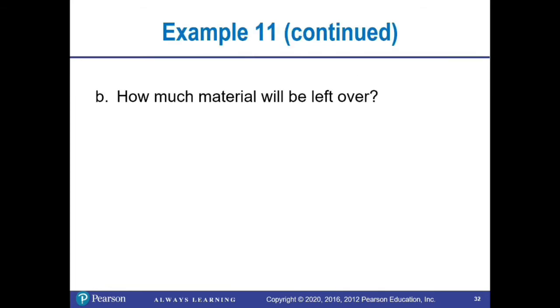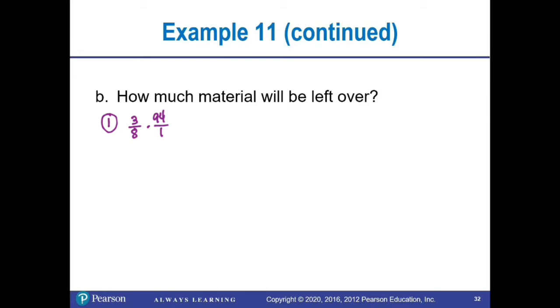Part B asks us how much material will be left over. Well, first, I need to know how much material I used. Each towel used 3/8 yard, and we made 94 towels. So I'm going to multiply by 94, or 94 over 1.